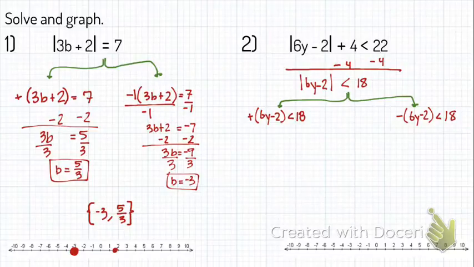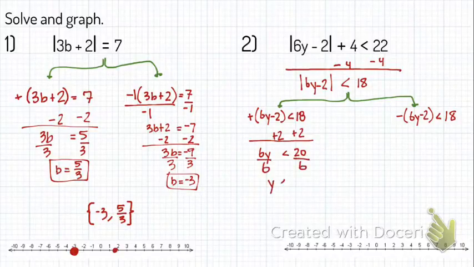Okay, working on this left one first. Here we go. So I notice it's positive, which is nice. I could just start solving, and I'm going to add 2 to both sides. So 6y is less than 20. Divide both sides by 6, and I get y is less than, I could simplify this, 10/3. Okay? That's my first answer here on number 2.